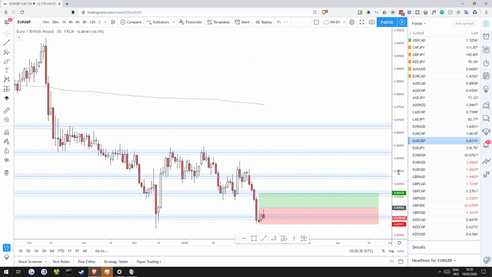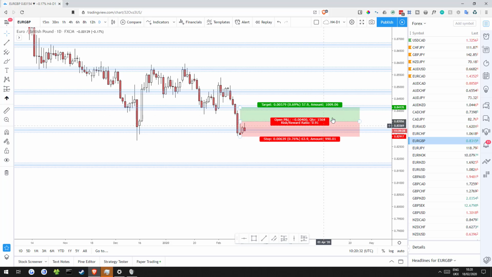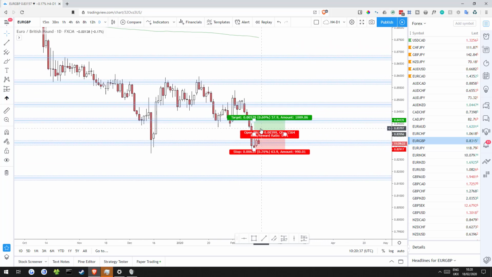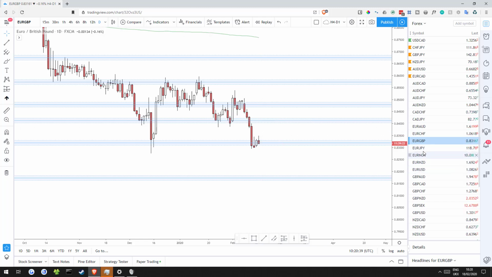Euro GBP, someone shared this to the forum, so I drew this up, but I really don't like it. It's just the risk to reward ratio is atrocious on this one. So I'm not doing anything with Euro GBP.